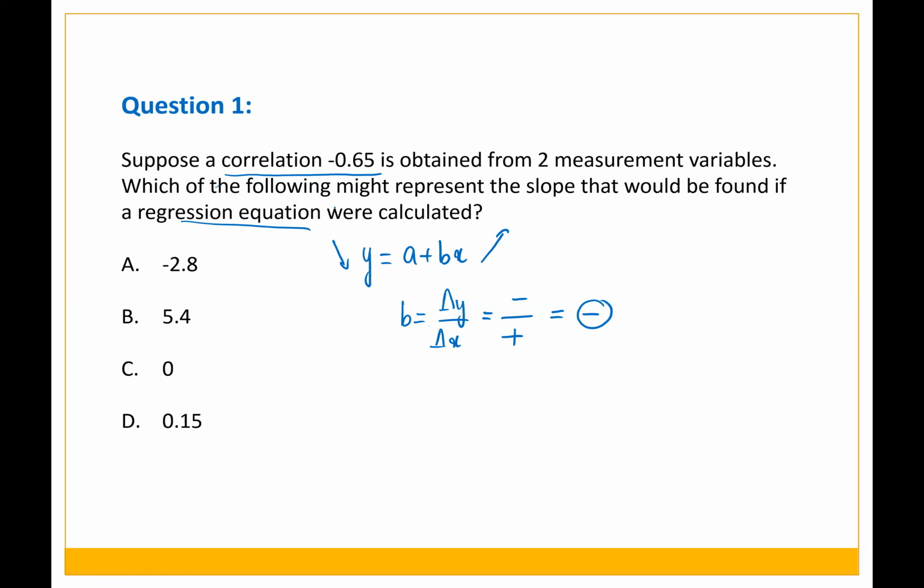So the regression equation will have a negative slope. And so among these answers, A is the most possible one. After this exercise, one thing to make a note of is that the correlation value, R, is usually going to have the same sign as the slope of the regression equation, either both positive or both negative.